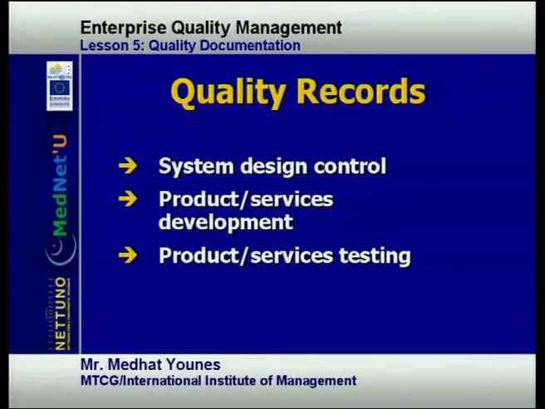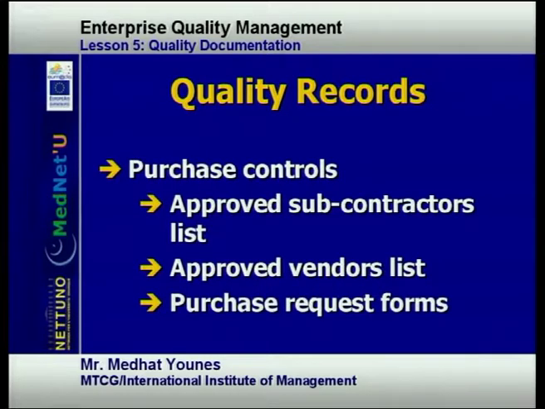The product and services testing records should show a detailed plan for the testing of various levels of services. Examples: unit testing, module testing, integrated system testing, and acceptance testing. Problem reporting, defect control, and corrective action procedures. For purchase controls, you would have records that describe the contract review, the approved subcontractor list, the approved vendor list, purchase request forms for inspection details, and detailed purchase approval forms.